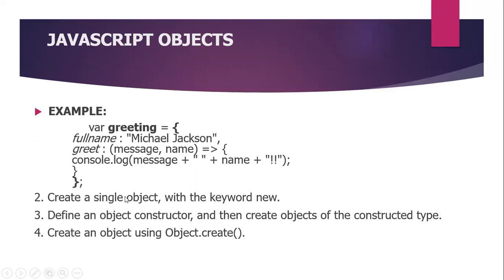An object can also be created using the new keyword. Also, like C++ and Java, an object can be created using constructors, and an inbuilt function is also available, Object.create. So these are the ways using which an object can be created in JavaScript.